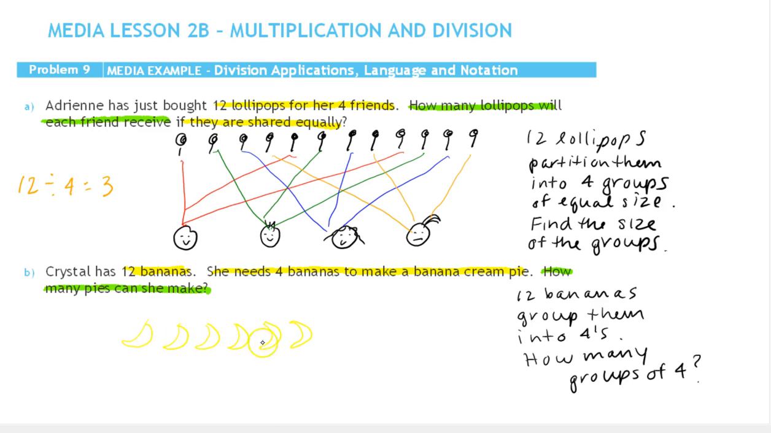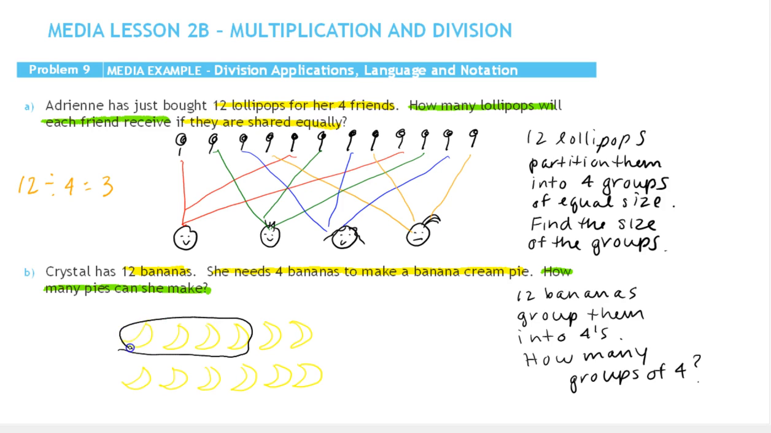That's 1, 2, 3, 4, 5, 6. Okay, they look more like moons. 7, 8, 9, 10, 11, 12. So now I'm thinking of the 12 bananas, and now I'm going to group them into groups of size 4 because we need 4 per pie.